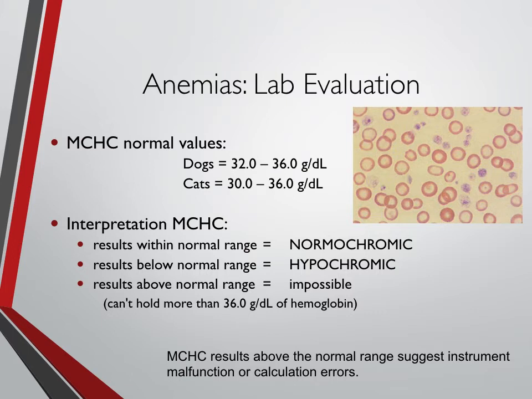You really won't get anything that's above normochromic. Then we just generally call those cells well filled. And because of the math that's involved, and again, I don't really care if you know about the math, it can't really end up with more than 36 grams per deciliter of hemoglobin. But we are really more concerned about hypochromia rather than a well-filled situation.